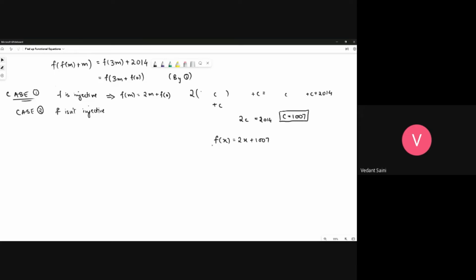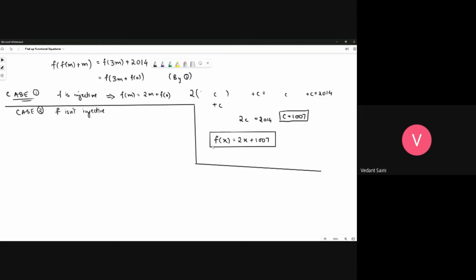Everything just cancels out in the original equation. So yeah, this is a solution. So what about the case where f isn't injective? Any ideas?